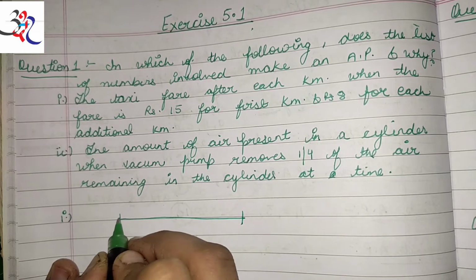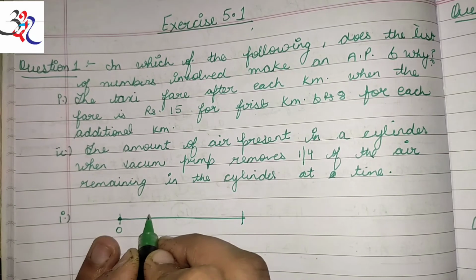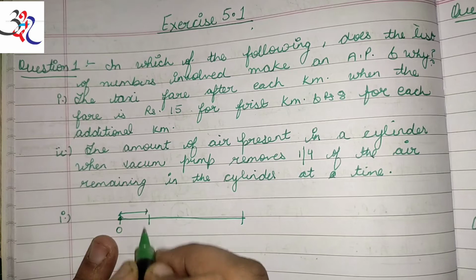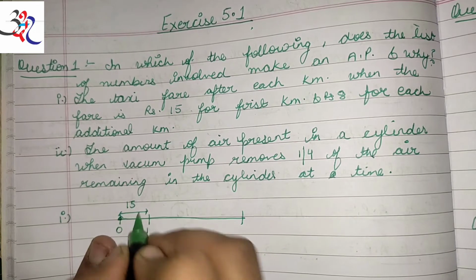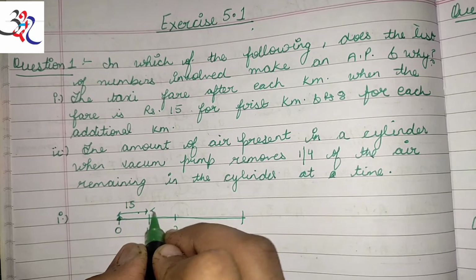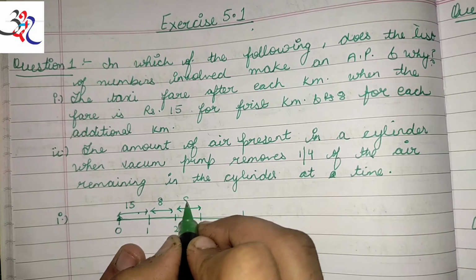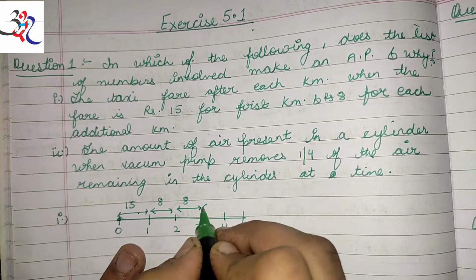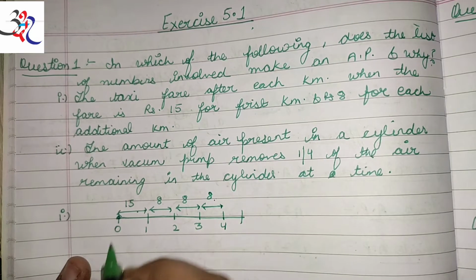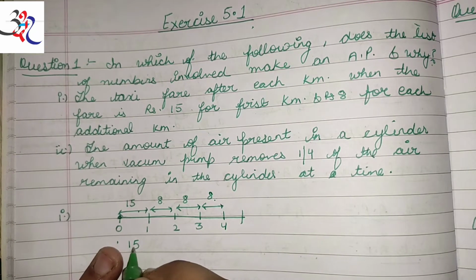So suppose I have started my journey from here. For the very first kilometer, I have to pay rupees 15, and for each next kilometer, I have to pay rupees 8 extra. So what does it mean? That for the first kilometer it is 15.